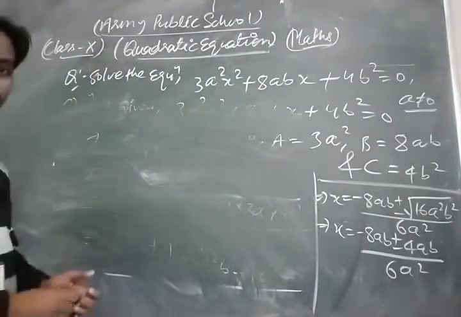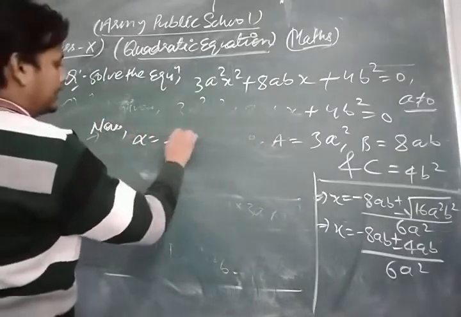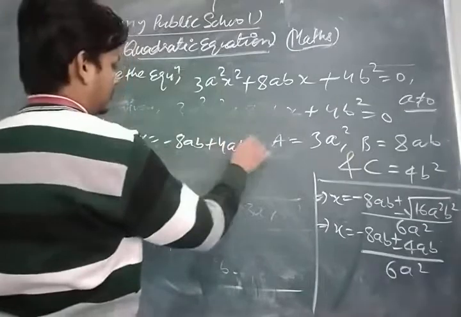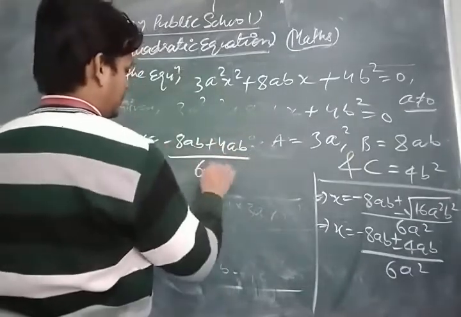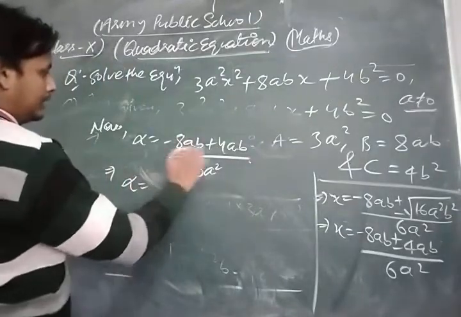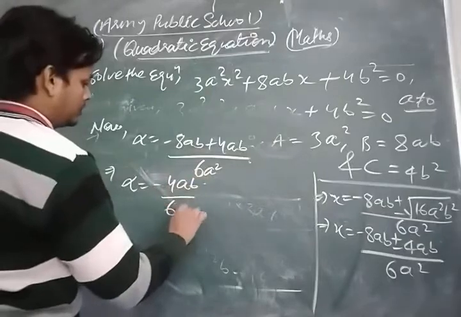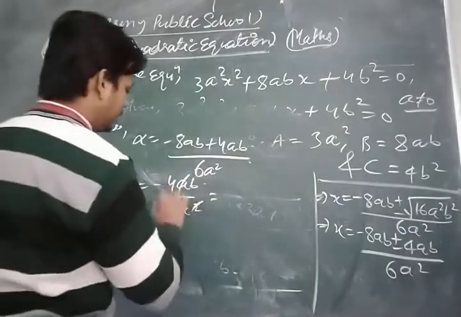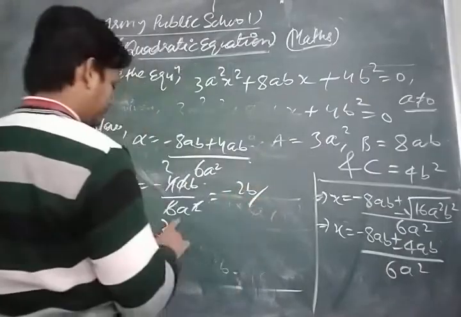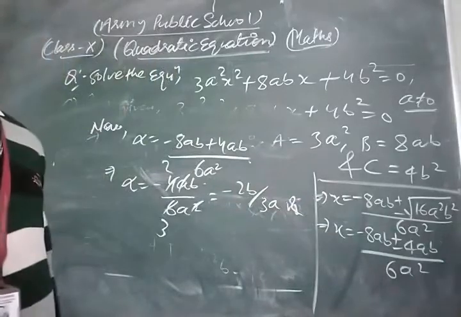That is, the first root, alpha, is what? Minus 8ab plus 4ab upon 6a square. So that is minus 4ab upon 6a square. One a cancels, 2 twos are 4, 2 threes are 6. That is minus 2b upon 3a. This is the first answer: minus 2b upon 3a.